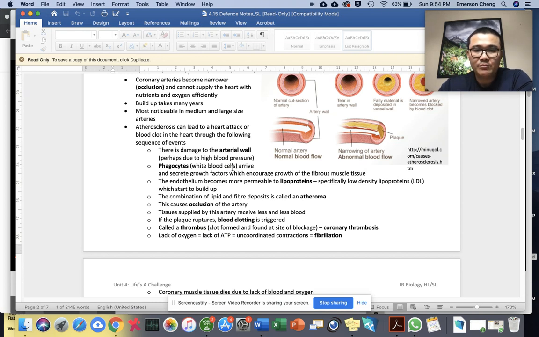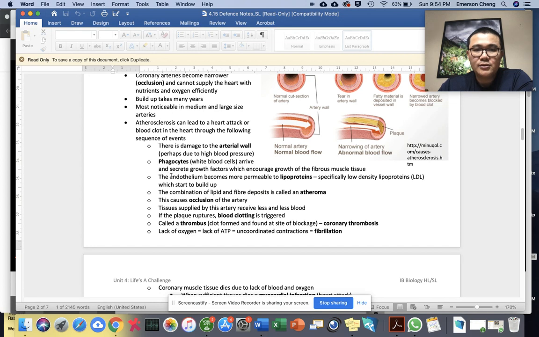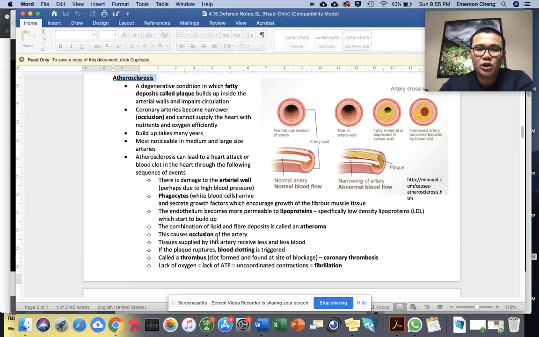Phagocytes, white blood cells arrive, secrete growth factor, and encourage growth of the fibrous tissue. The endothelium becomes more permeable to LDLs, which start to build up. The combination of lipids and fiber deposits is called atheroma. It causes occlusion, so blockage in the artery. Tissue supplied by this artery receives less and less blood.